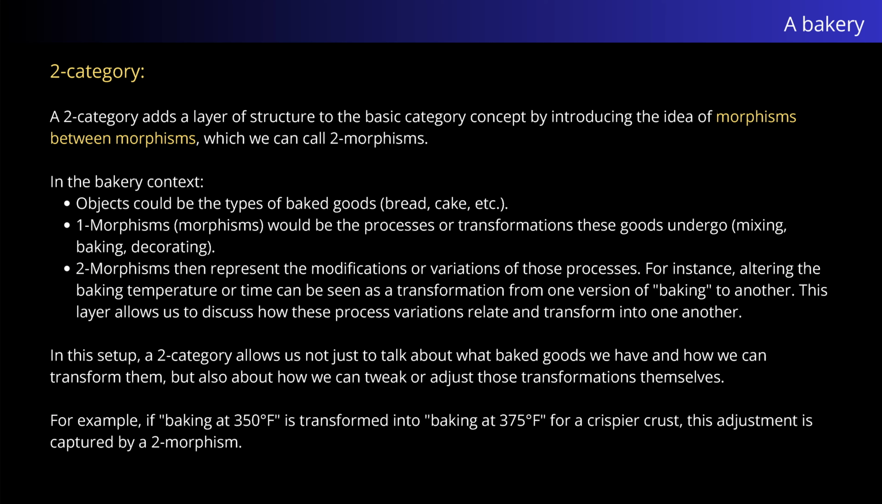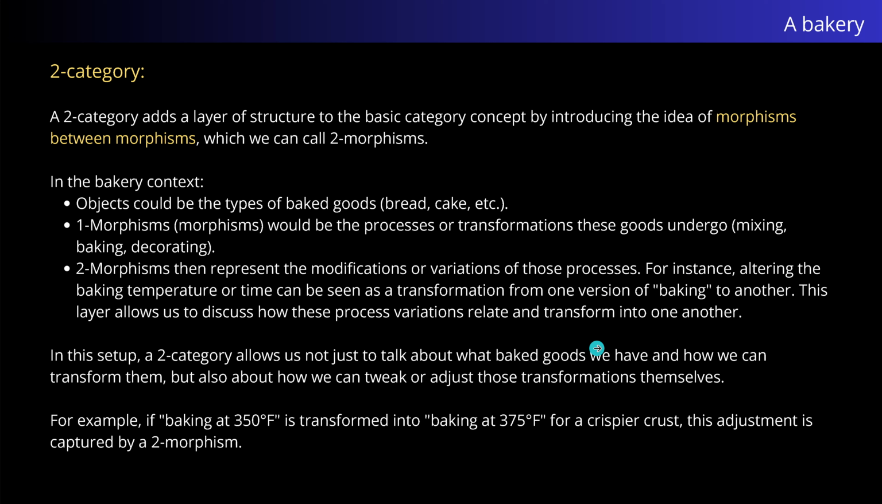Now, the task is to explain a 2-category. Remember the meta category, the morphism between morphisms. And in a bakery context, the objects, remember, could be types of baked goods, the bread, the cake, whatever you see when you enter the bakery. Now, a morphism, or one-morphism, would be the process or the transformation these goods undergo if you mix them, if you bake them, if you decorate them. Two-morphisms then represent a modification or variations of those processes. Remember, meta level. So for instance, altering the baking temperature, the time, can be seen as a transformation from one version of baking to another.